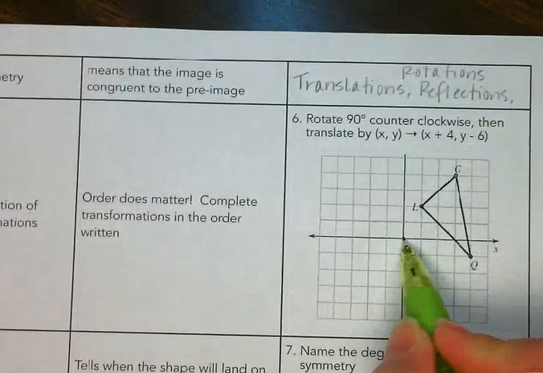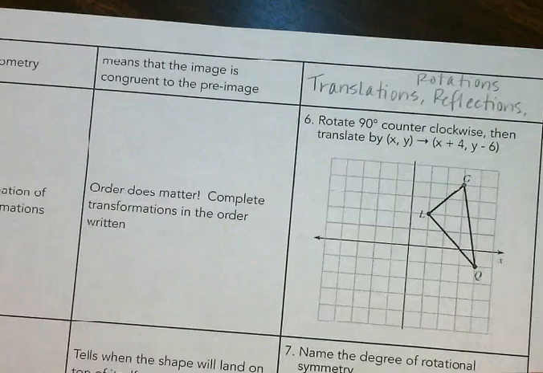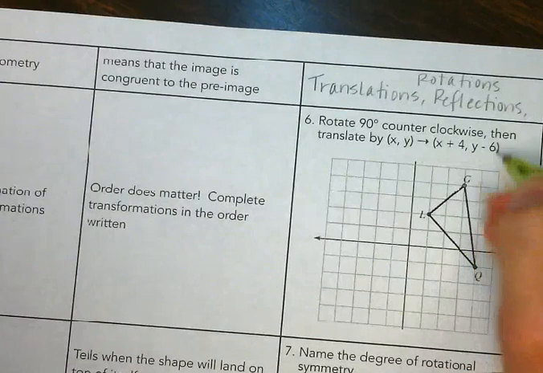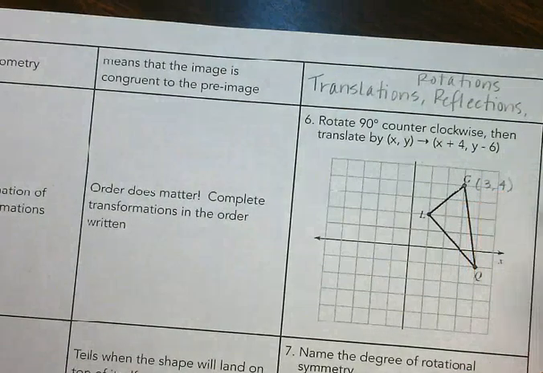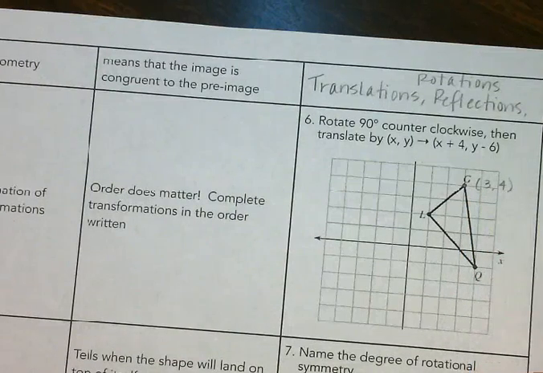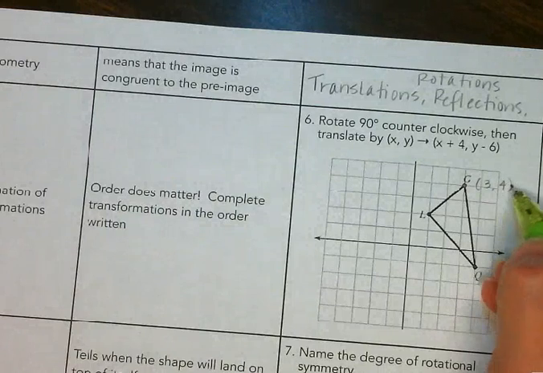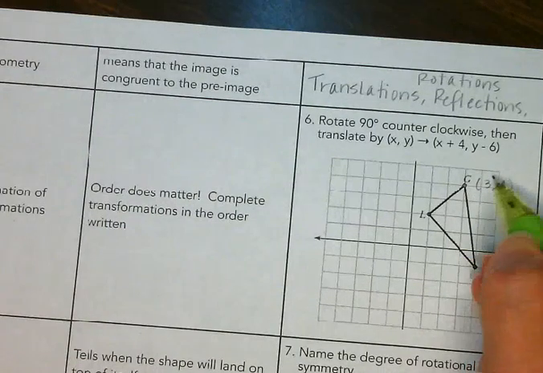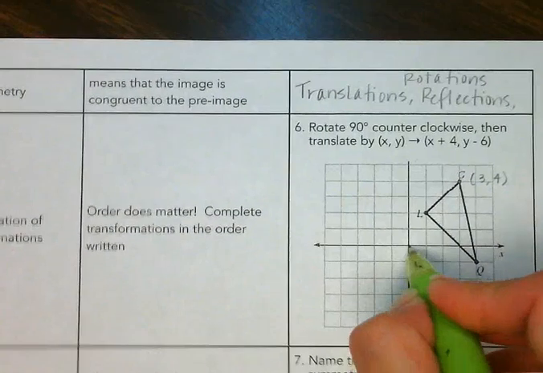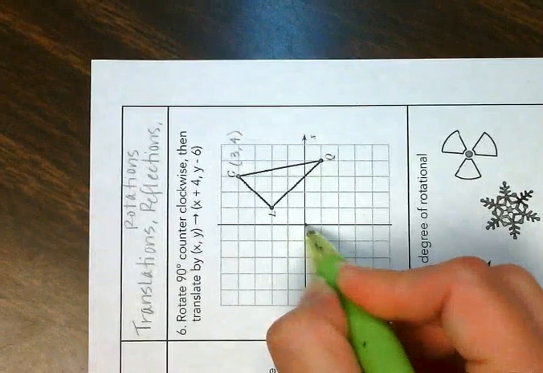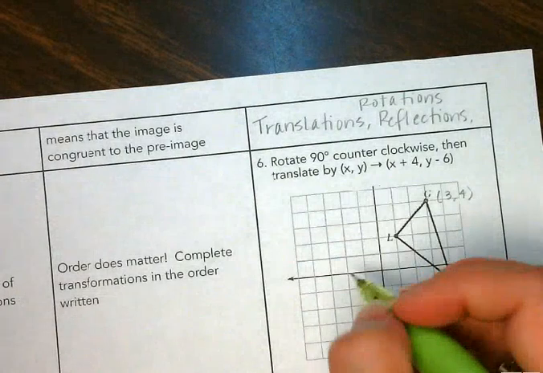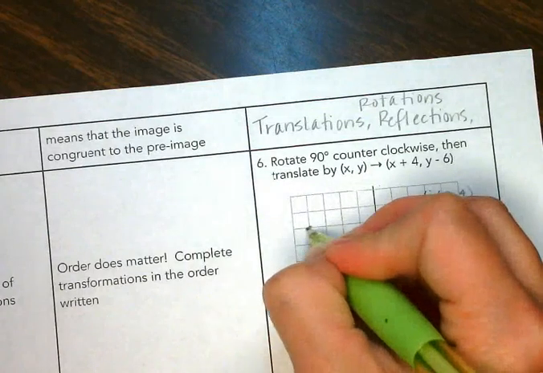So first thing we're going to do is take this shape and rotate it 90 degrees counterclockwise. So if you remember how that affects our ordered pairs, we'll do this one first. This is 3, 4. So we're going to reverse the x and the y's, and then the y is going to become negative. So when we switch this, our new point is going to be negative 4, 3. So G prime is going to be negative 4, 3.